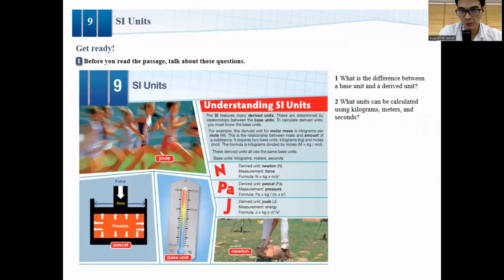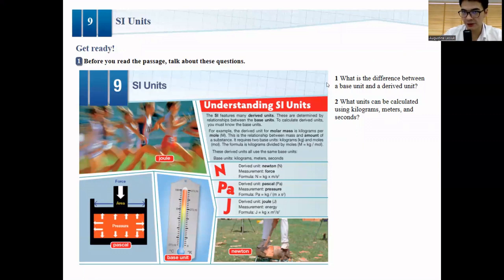All right, for our first warm up of this unit, I want you guys to read through the Understanding SI Units passage over here. Once you're done reading, answer these two questions. The first one asks, what is the difference between a base unit and a derived unit? And the second one asks, what units can be calculated using kilograms, meters, and seconds? Read through the passage, pause this video, and answer those two questions by yourselves first. Once you're done, resume the video and we'll go through the answers together.